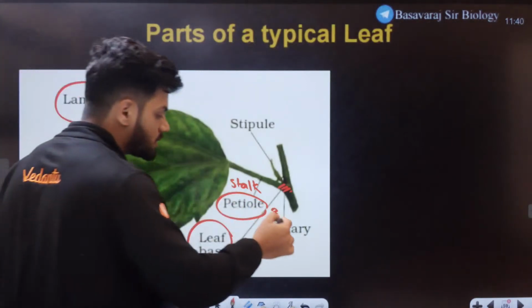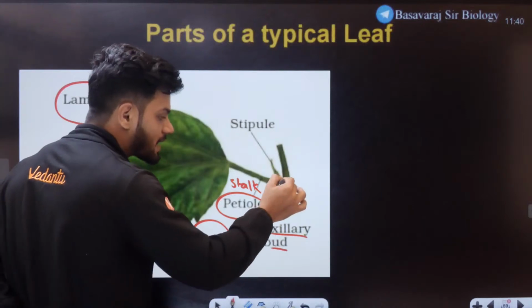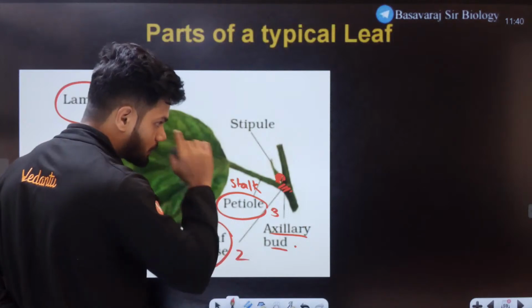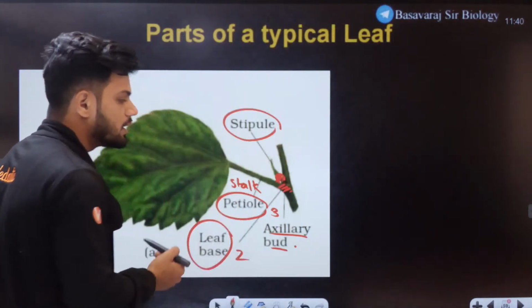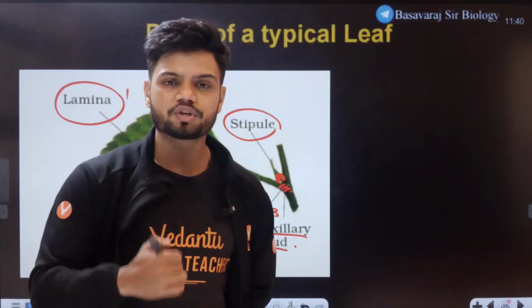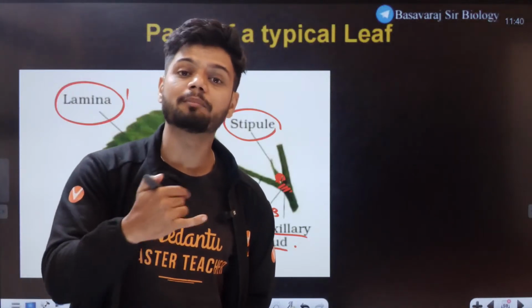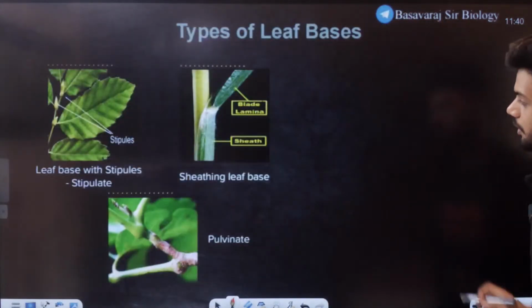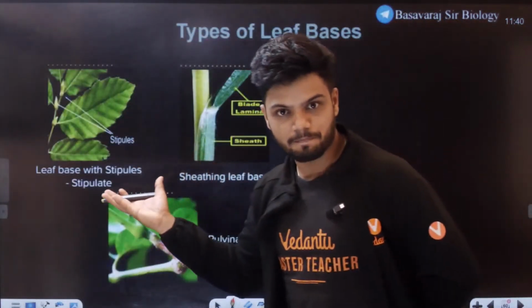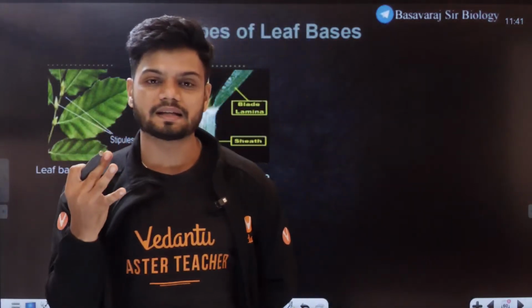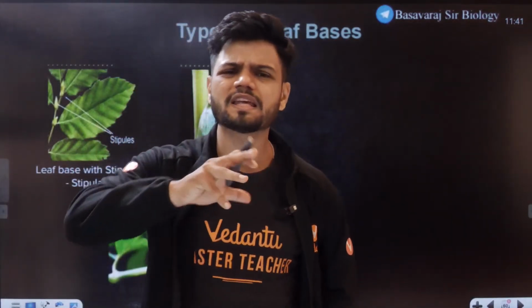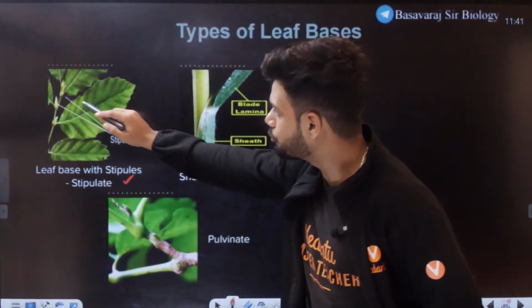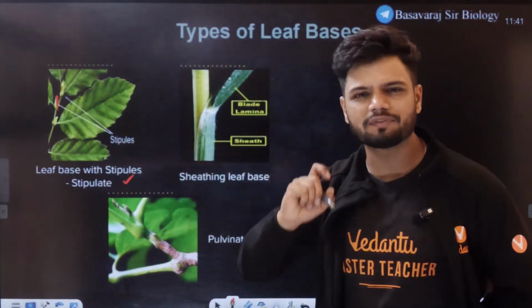Now here, students, there is an axillary bud. I told you the axillary bud is present in the leaf axil here. This can develop into a branch or a flower. There is also a stipule here. A stipule is an immature leaf which can also help in protecting the leaf at bud stage. Here you can get a question: there are three main types of leaf base. At the leaf base we can have a stipule, an immature leaf-like structure.